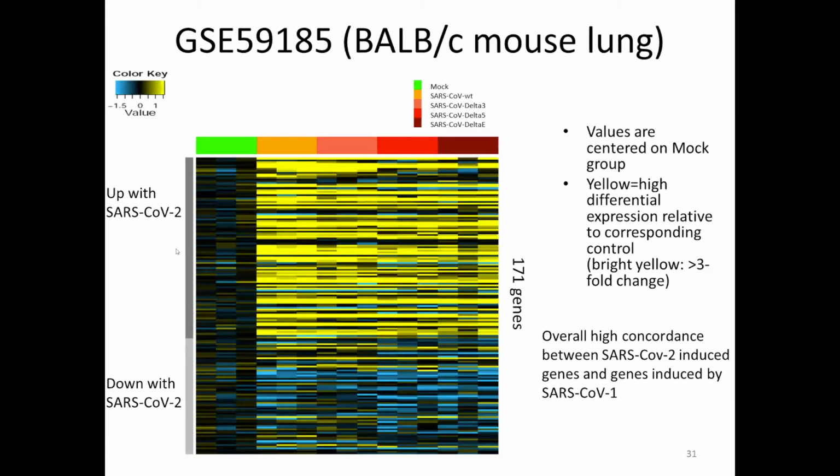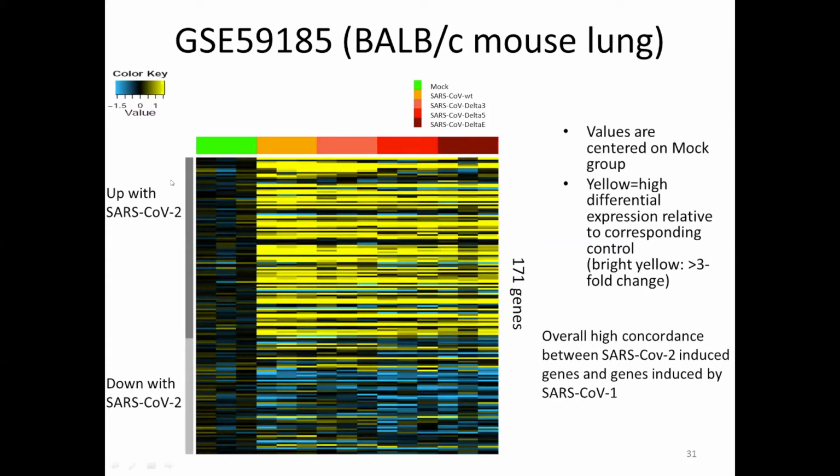We've done several of these. This is looking at SARS-1, and this is a mouse model. It's taken from mouse lung after infection. So the control group, the mock group, is on the left here, and then we've got different versions of the SARS-CoV-1 infection on the right here.